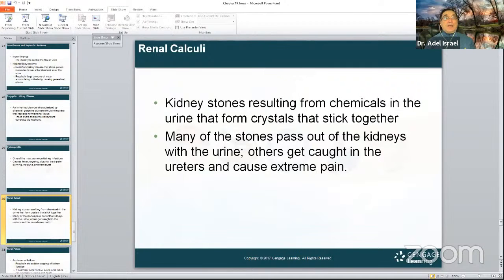And sometimes it stops the secretion of the kidney if it is impacted in the pelvis, so the kidney will not evacuate its content of urine into the ureter, and we have to intervene surgically to relieve this obstruction. Renal calculi. Calculi is the plural of the word calculus.